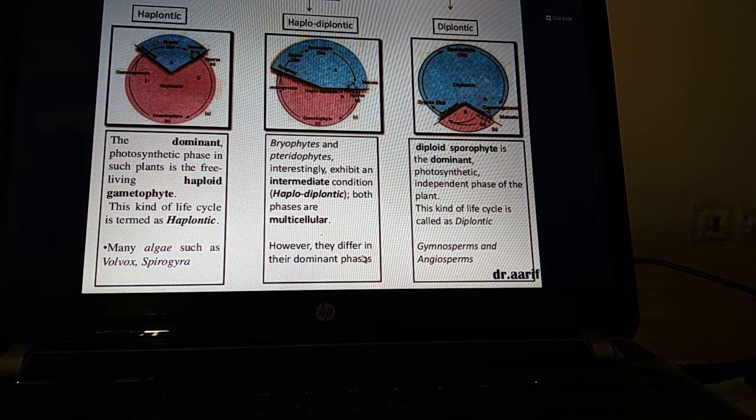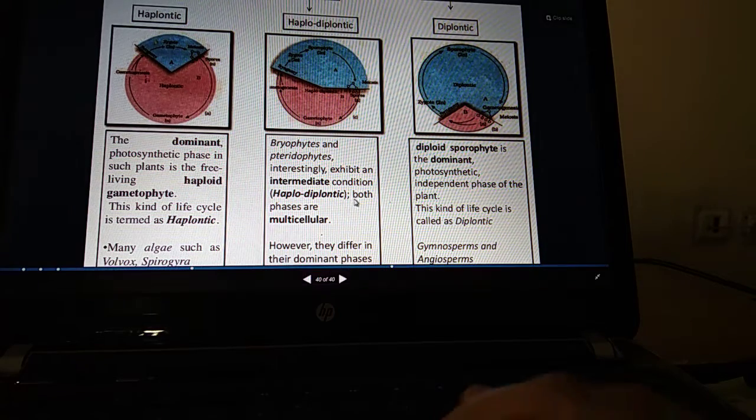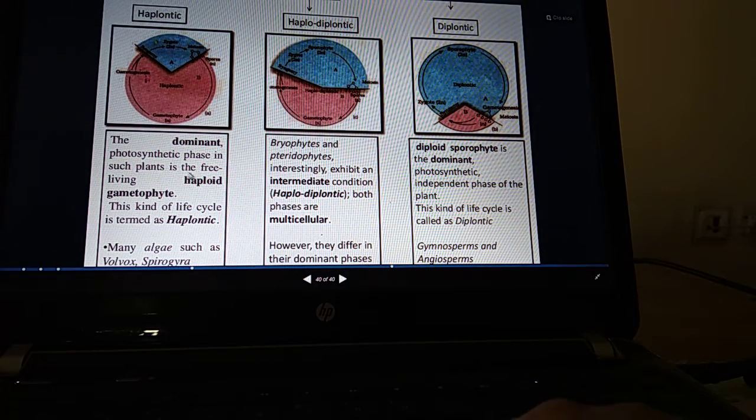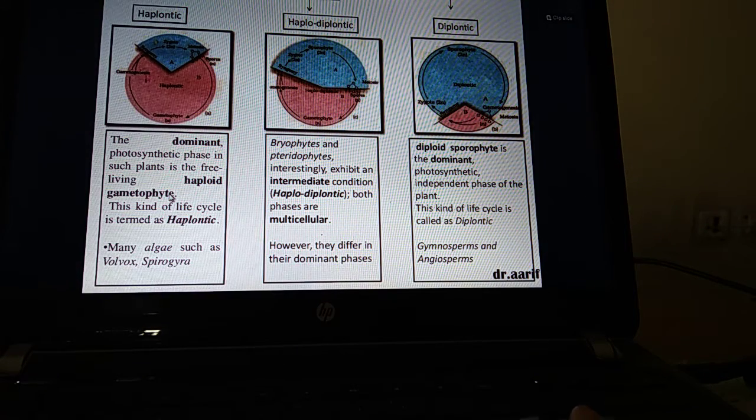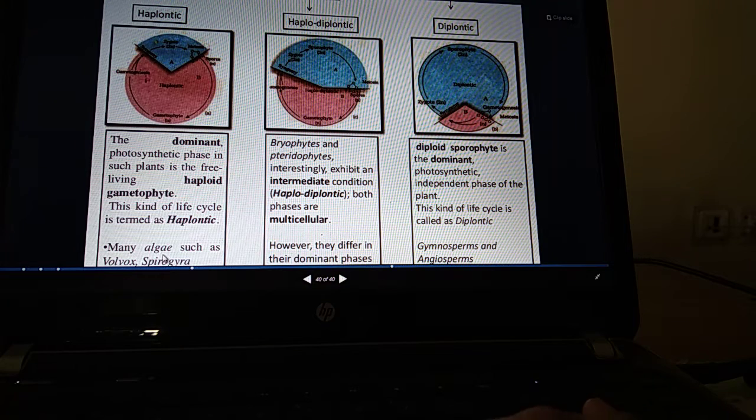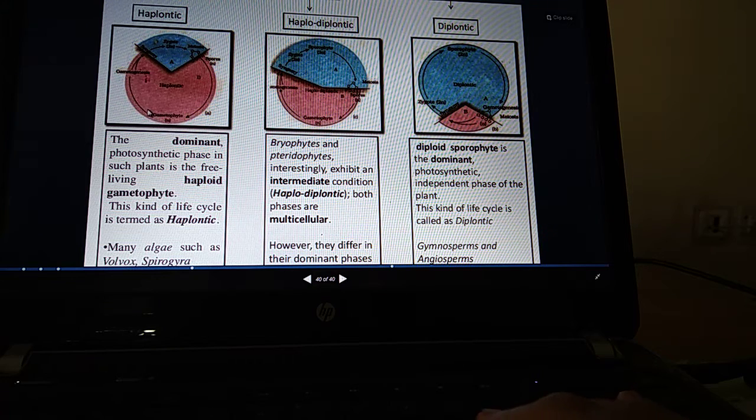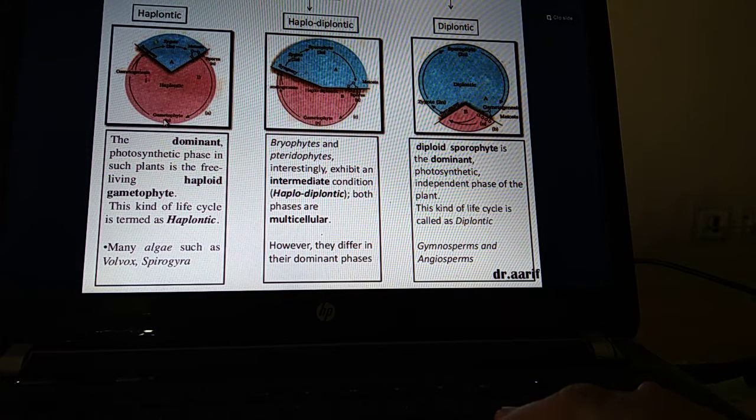So first of all, let us do the haplontic. Now, here the haploid phase is dominant and the haploid phase is the photosynthetic phase and it is gametophyte. And this is present in most of the algae. So here we have seen that the main body is a gametophyte, means it is haploid. N is shown here. Gametophyte means gamete bearing. Gametes are always haploid.